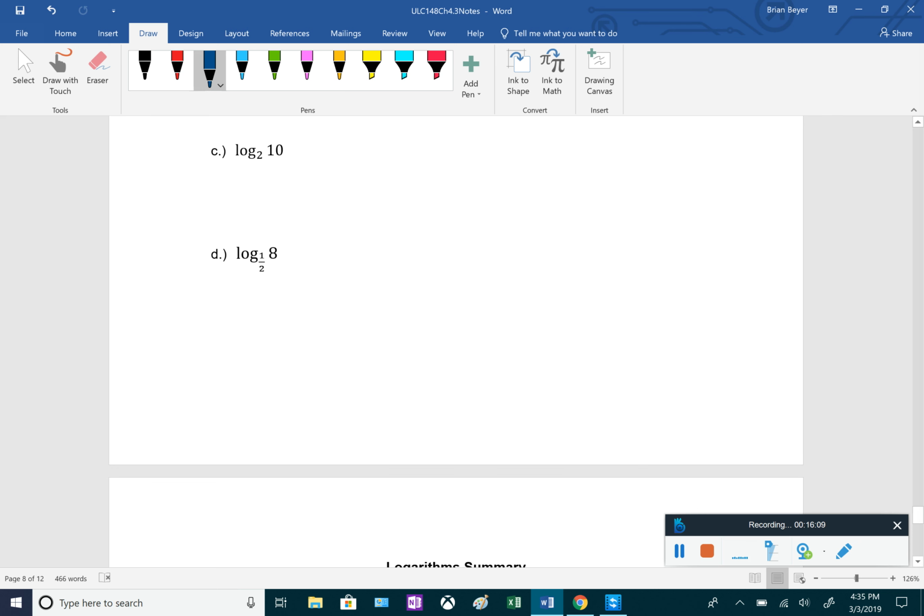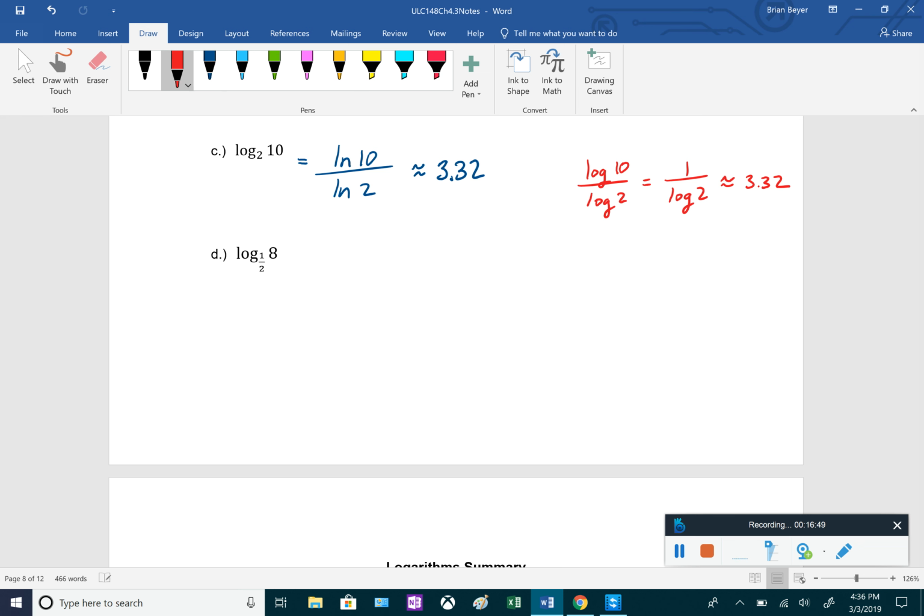Next one, log base 2 of 10. So it's going to be ln of 10 divided by ln of 2, which is going to be about 3.32. So that's saying 2 raised up to what power equals 10? 2 raised up to about 3.32 equals 10. For this one, I will write this one out using log base 10. So we could have done log base 10 of 10 divided by log base 10 of 2 instead. Log base 10 of 10 is equal to 1. So this would be 1 divided by log of 2. It looks a lot different than what we just had written out, but it's the same thing.